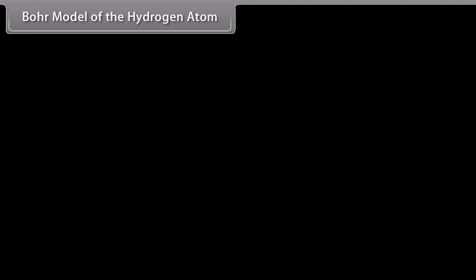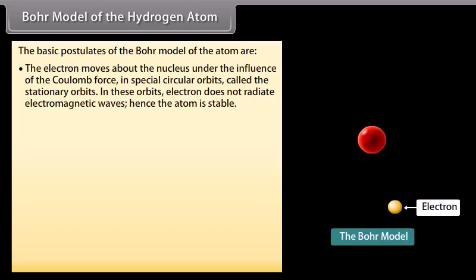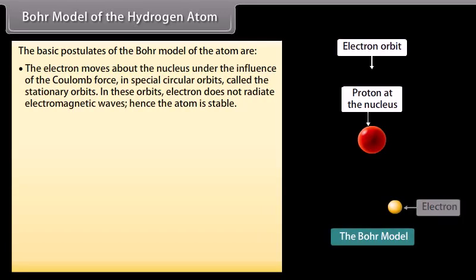Bohr model of the hydrogen atom. The basic postulates of the Bohr model of the atom are: the electron moves about the nucleus under the influence of the Coulomb force in special circular orbits called the stationary orbits. In these orbits, the electron does not radiate electromagnetic waves, hence the atom is stable.